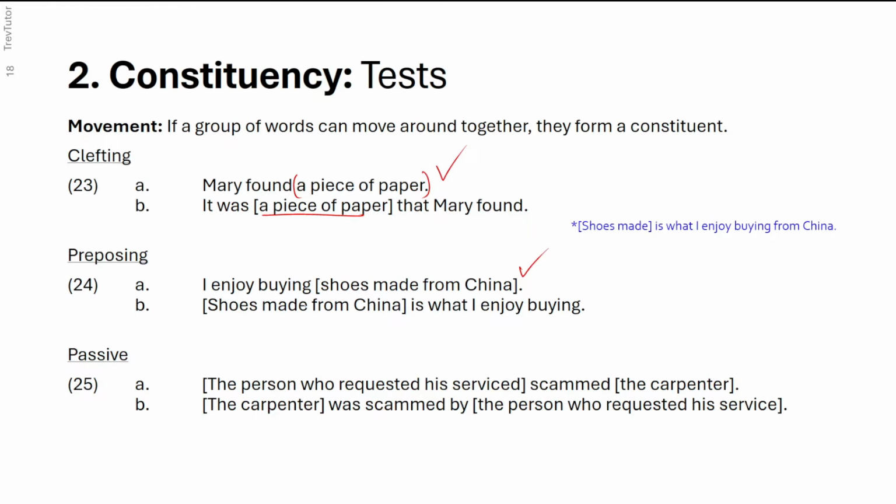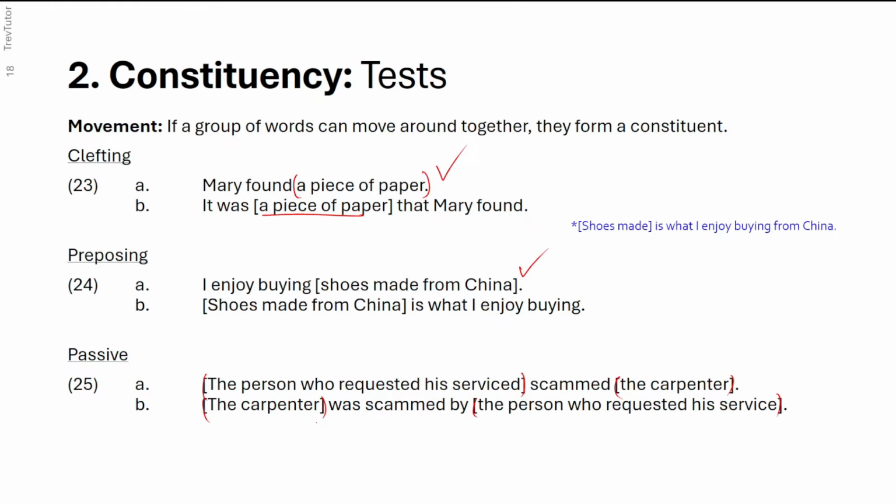Okay, and finally, for the passive construction, this is just taking an active sentence and forming it into a passive. So, the person who requested his service scammed the carpenter. We can transform this sentence into, the carpenter was scammed by the person who requested his service. So we can see that these whole constituents here can be moved around. The carpenter is a constituent, and the person who requested his service is a constituent.